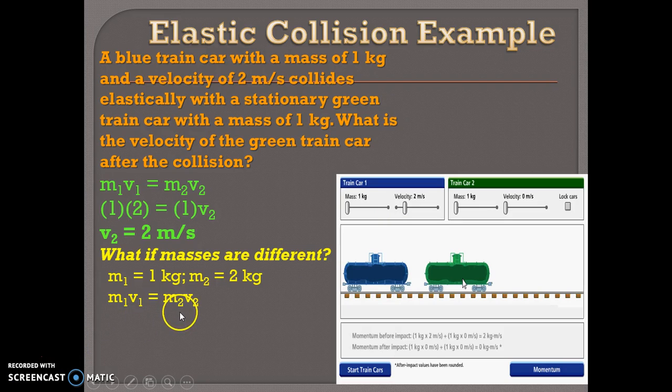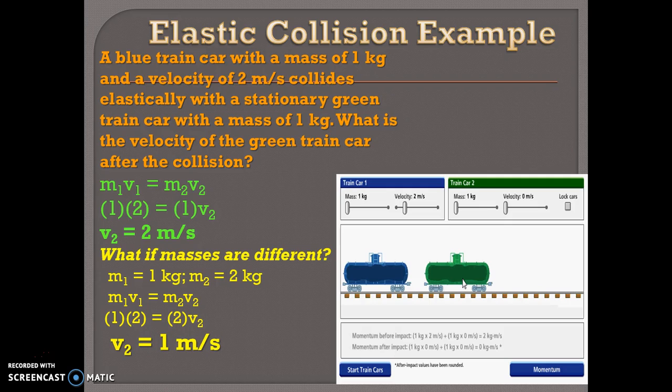But now with the green train car, the mass of object 2, it's now 2 kilograms, and we're going to figure out the velocity. Here's how it would look mathematically. When we simplify this down, 2 times 1 is definitely 2, and it's equal to 2 times the velocity of object 2. When you divide that out, you find out that, yes, it's going to move away half as fast because it's twice as big.